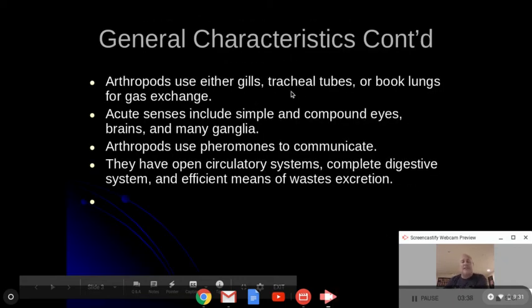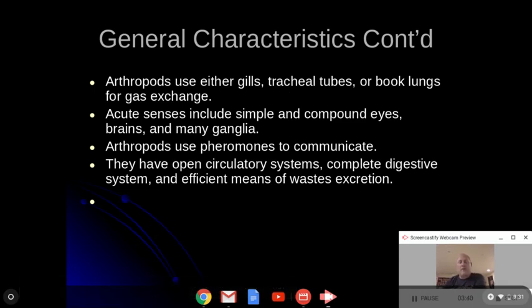Other general characteristics, this is the unique part about arthropods: we're not quite using lungs yet. Okay, we're in the middle of using gills, tracheal tubes, which will turn into the esophagus for the humans, and book lungs for gas exchange. So we've got a little bit of variety here with gas exchange structures. It isn't until the next set of animals that we really kind of take off and just use lungs only.